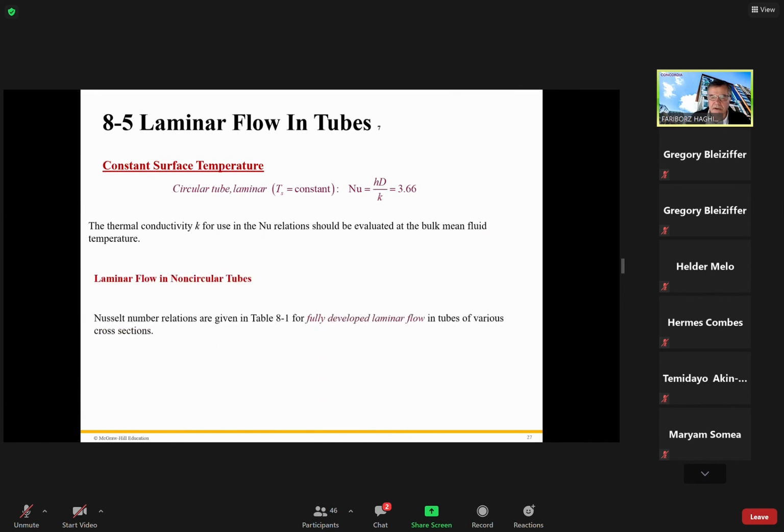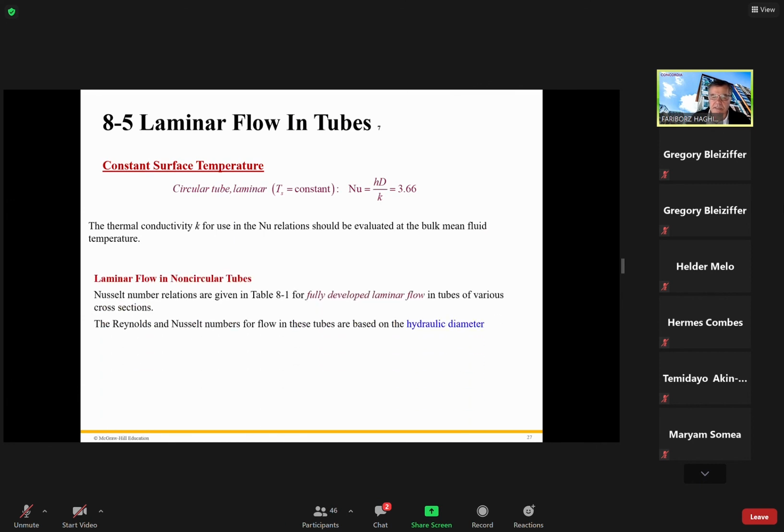Therefore, for our final number, when it's non-circular, we have a table, and that table gives you the value. Okay, this was for the pipe. This value and that value was for the pipe, but we have a table that is given based on hydraulic diameter. Therefore, for any geometry that you have, rectangular, square, and so on.